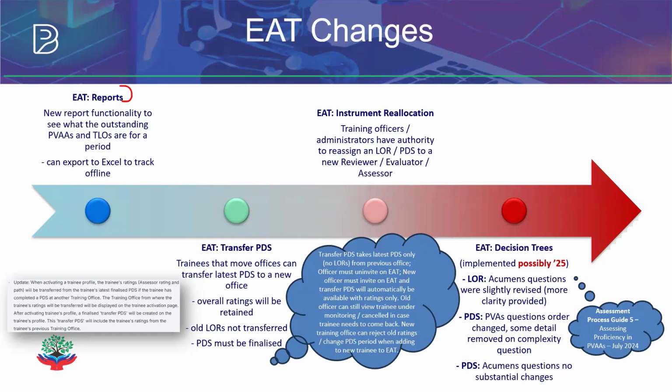Note only the PDS that was finalized and the very last one is carried forward, meaning LORs are deleted. They won't be able to carry the LOR evidence. So the individual LORs don't get carried forward. Only the last finalized or signed off PDS carries forward to a new training office. That functionality is done, I think, on TCMS. I can't show that to you on EAT. I haven't myself been able to do it.